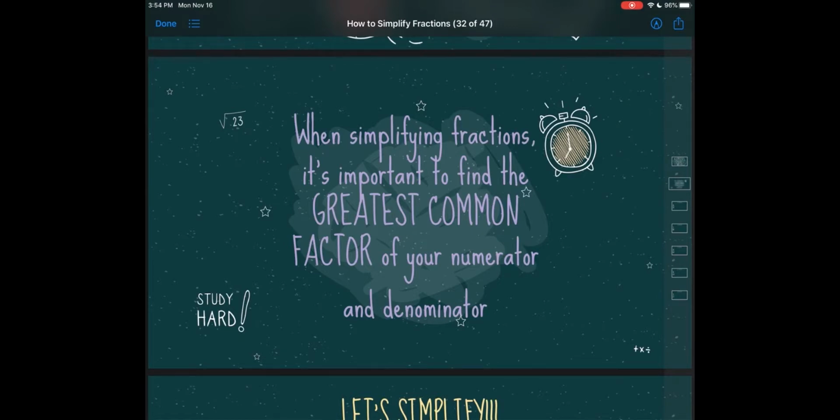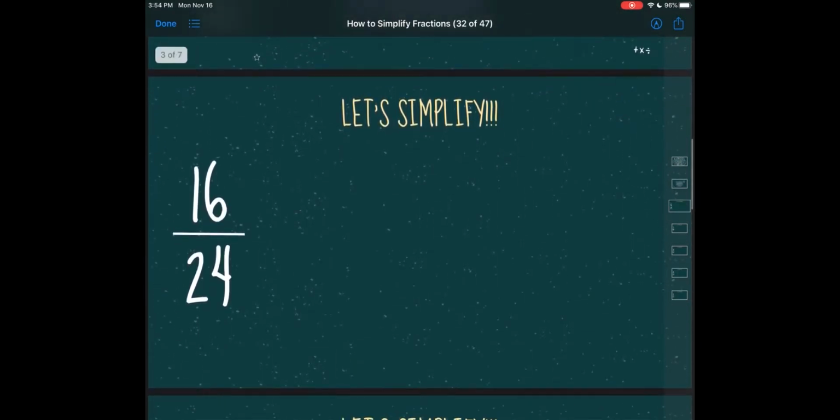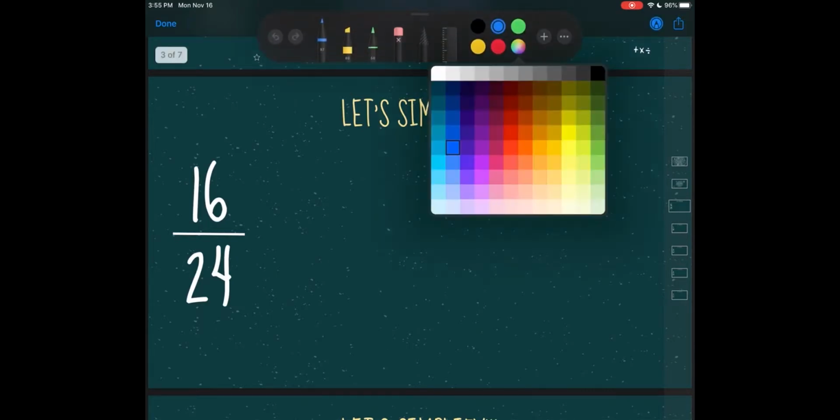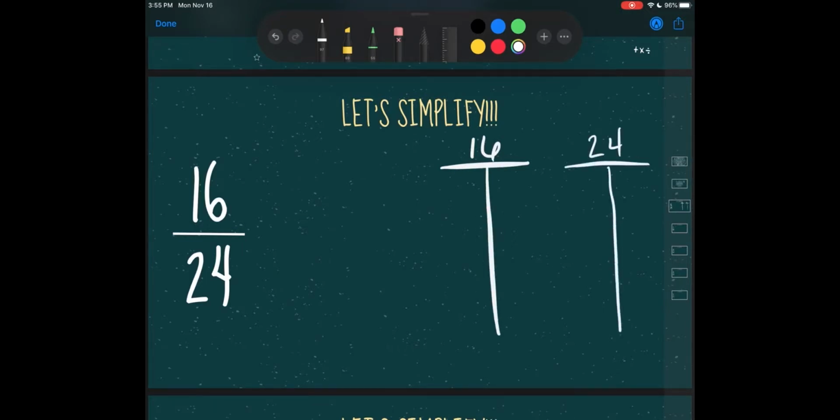Alright, so when simplifying fractions, it's important that you find the greatest common factor of your numerator and denominator. So let's look at our first one, for example. We've got 16/24. So this fraction can be simplified. So our first step in simplifying, what we're going to do is we're going to find the factors of 16 and 24. So let's find those factors. So I'm going to make my T-chart for 16 and my T-chart for 24.